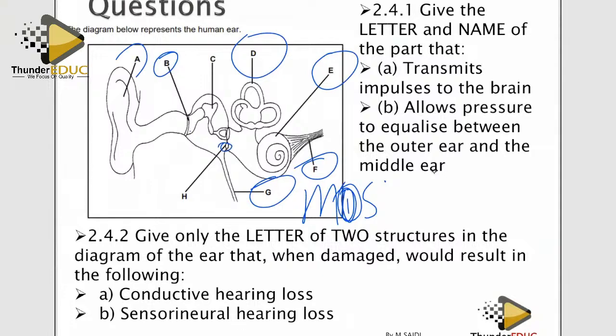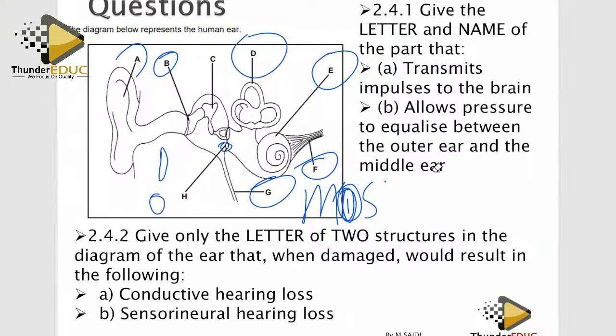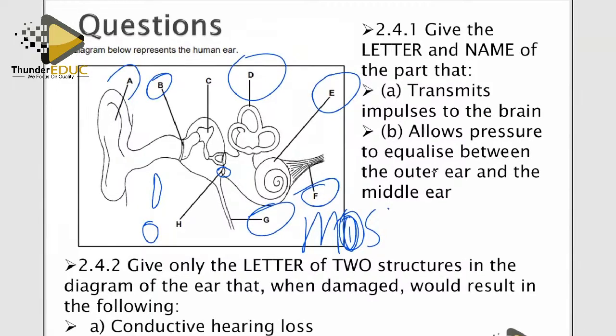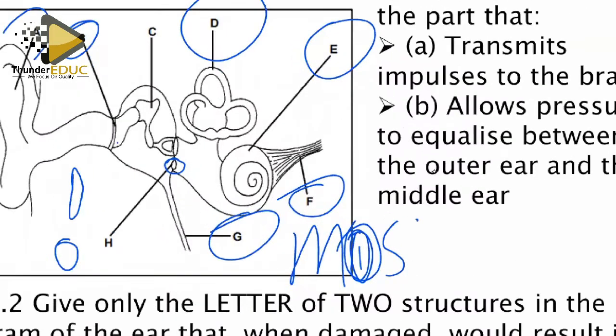H is the oval window. Or a round window? Check the shape. That is oval, that's round. Which is which? Let me zoom it out. It's round window. Don't you see that this is round? This is round, this is oval. So the answer is round window.